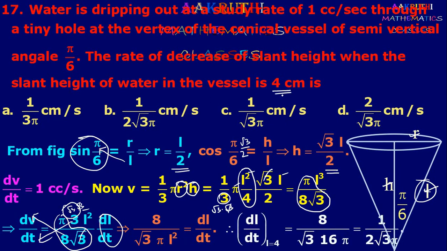But the question is to find dL by dt when L equal to 4 centimeter. So dL by dt when L equal to 4 centimeter equals 8 divided by root 3 into 16 pi. So that is substituting the L value. So L square is 4 square, 4 square is 16. So here 8 ones are 8 and 8 twos are 16, so we get 1 by 2 root 3 pi. So which is option B. So the correct option is 1 by 2 root 3 pi centimeter per second. That is, the slant height is changing at the rate of 1 by 2 root 3 pi centimeter per second, which is option B.